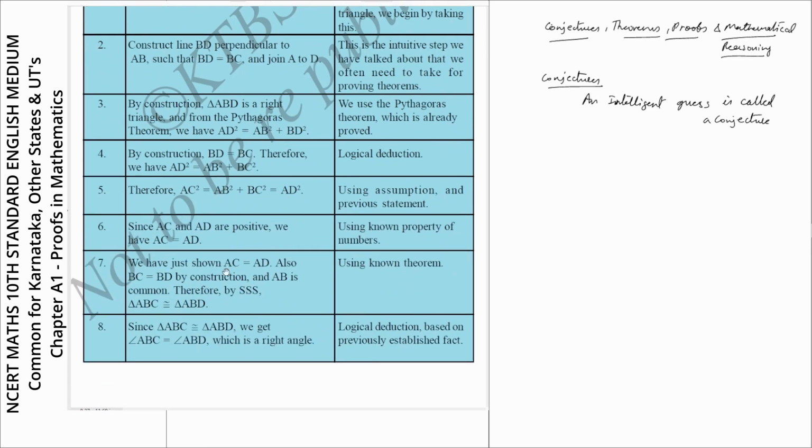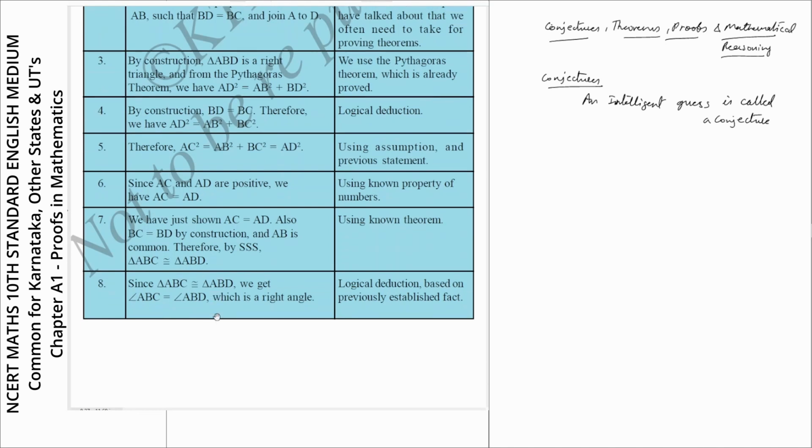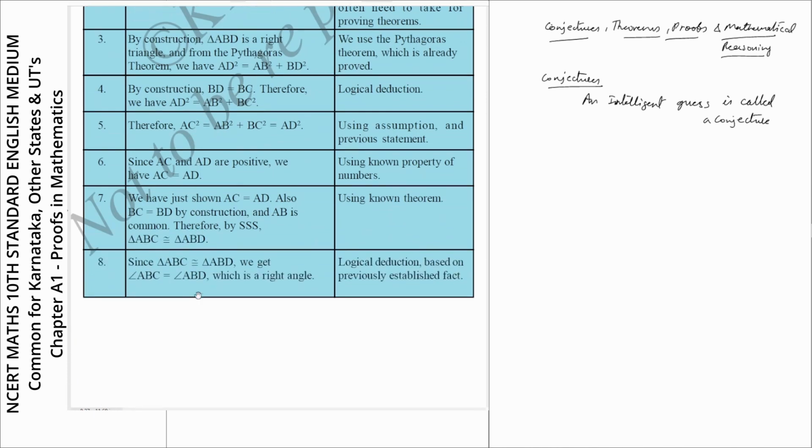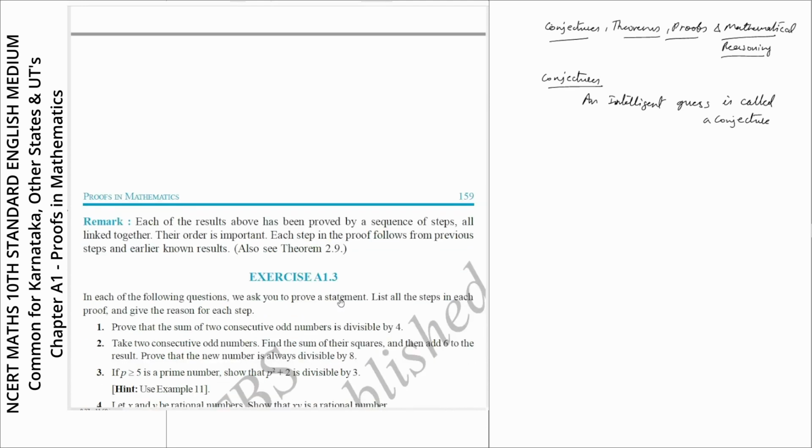See here, we have just shown that AC is equal to AD, also BC is equal to BD by construction, and AB is common. Therefore by the SSS criterion of congruency of triangles, triangle ABC is congruent to triangle ABD. Therefore the corresponding angles are equal. That means angle ABC is equal to angle ABD. See, all these are statements. The analysis is not compulsory to write; just for our understanding they have written it. So in the exam you can write only these statements and prove it, and that completes the example problems.